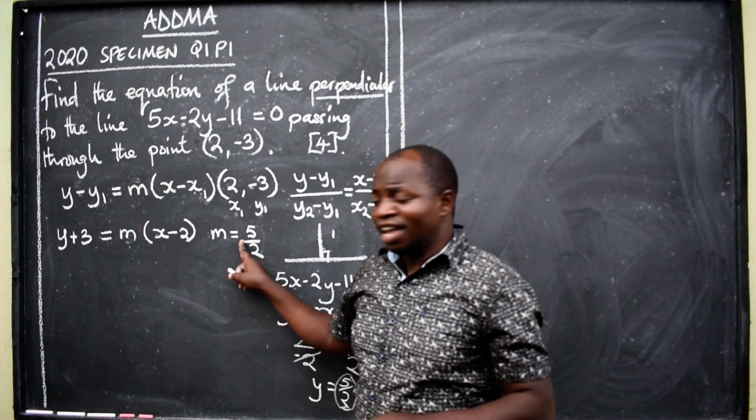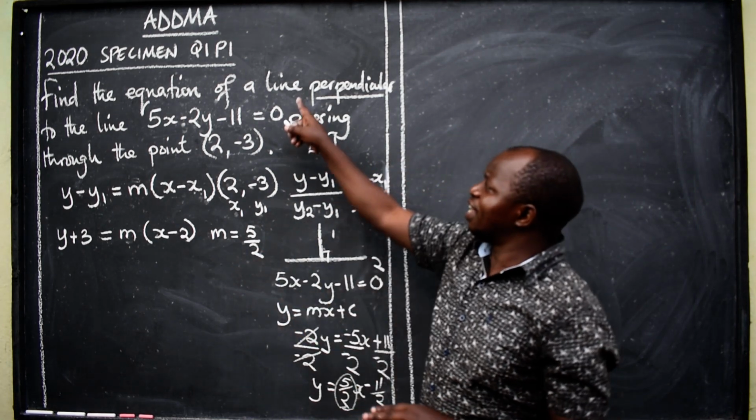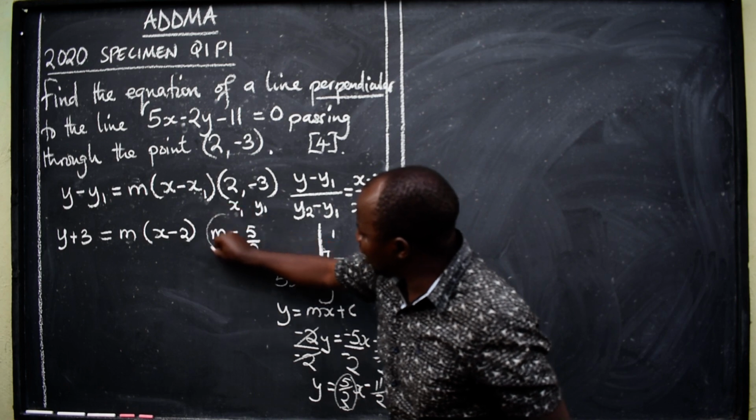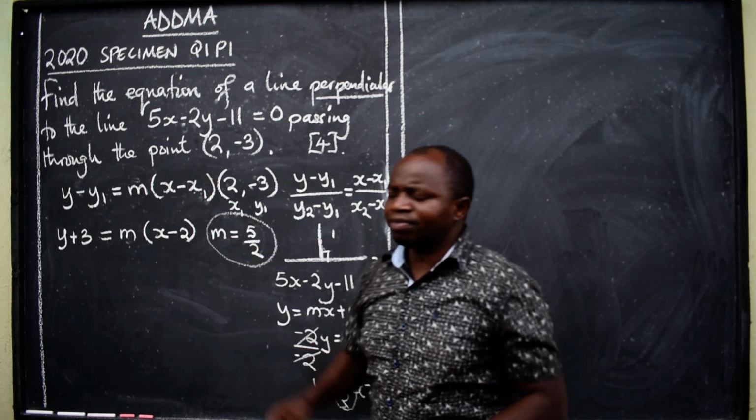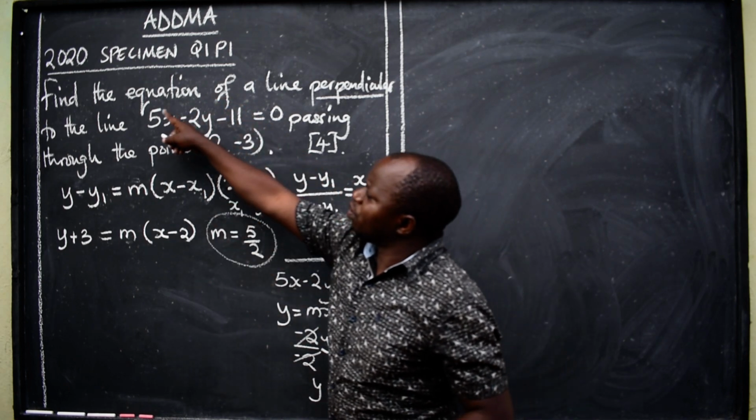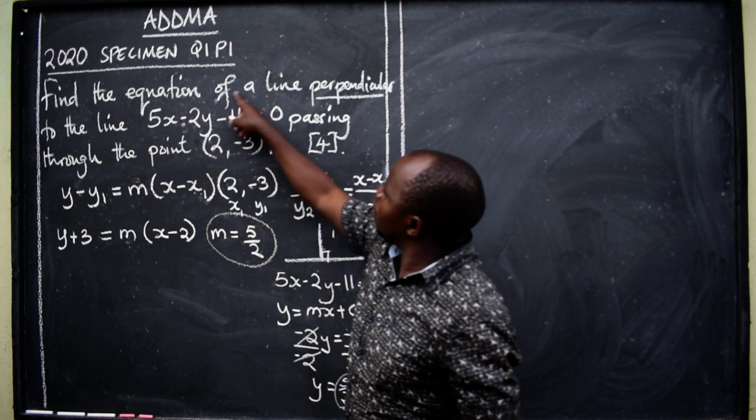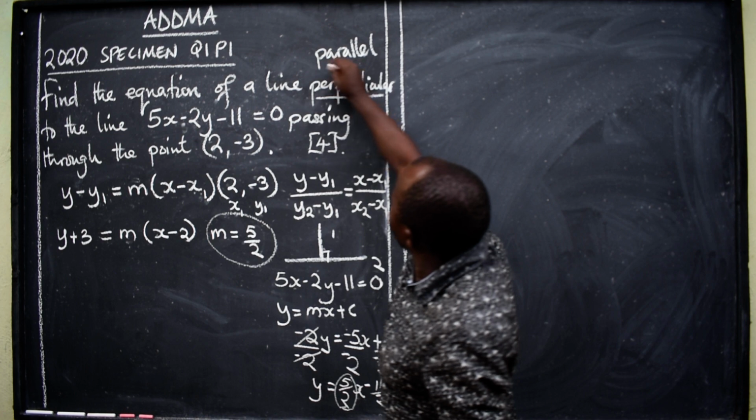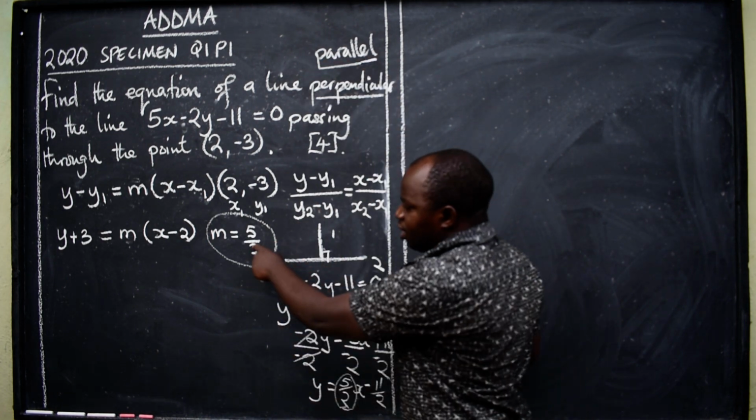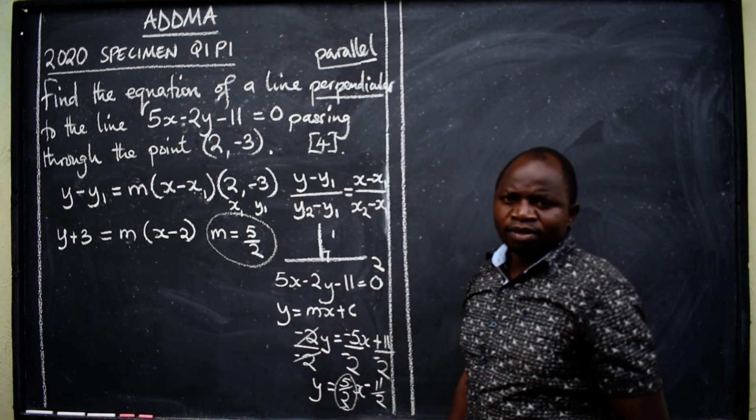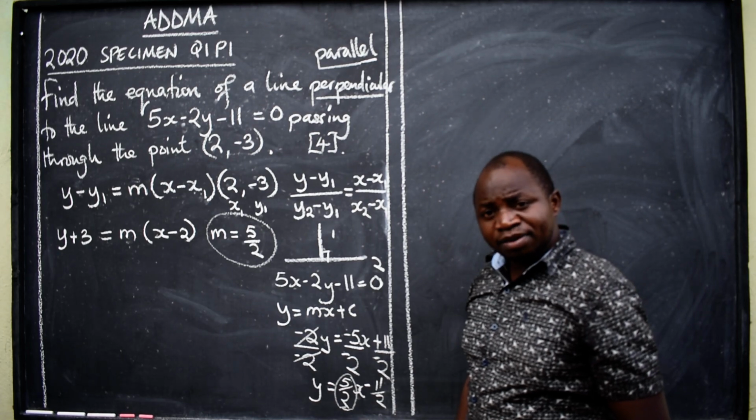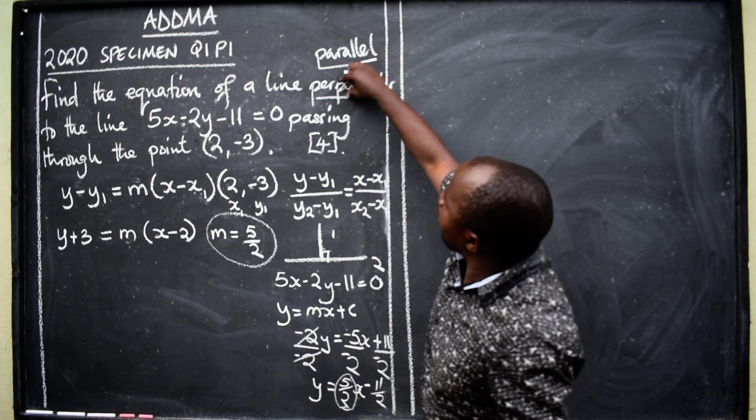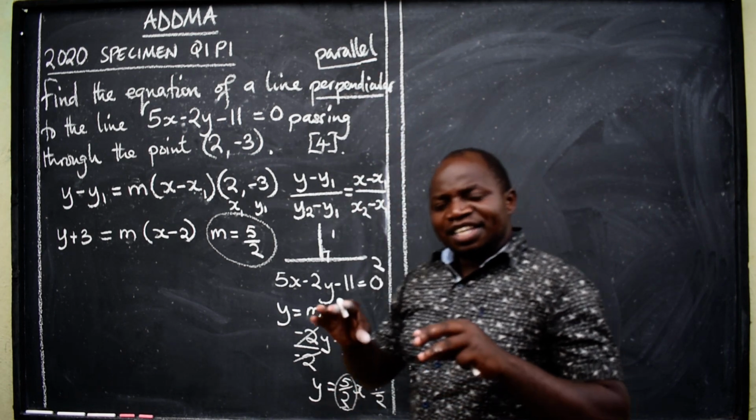Are we together? This is not the gradient. If they say perpendicular, now, what does this mean? What is this gradient? If the question was to find the equation of a line and the word was parallel, you could have used this gradient. Parallel lines have the same gradient.